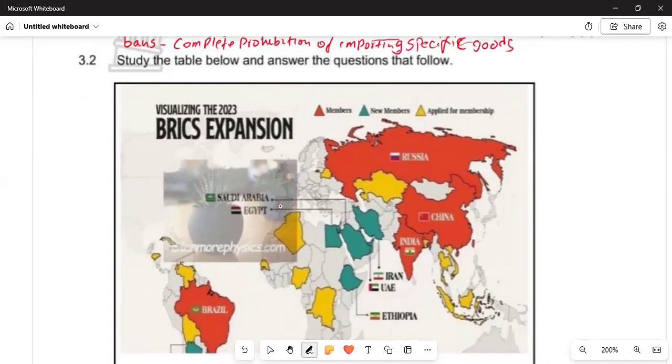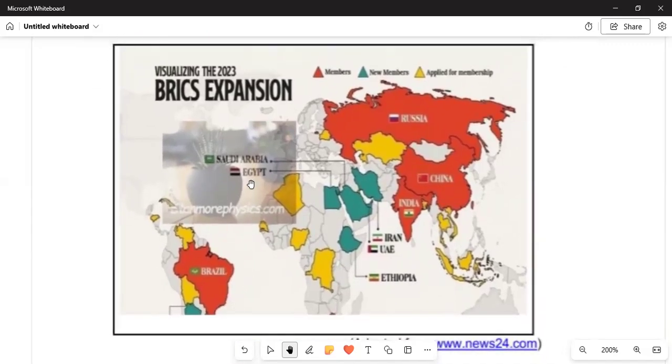3.2 reads as follows. Study the table below and answer the question. So here is our table, which talks about the BRICS expansion. So what is this BRICS expansion? The BRICS expansion is all about a group of emerging economies that cooperate in areas like trade, investment, finance, and development. That's what it means when you're talking about this.